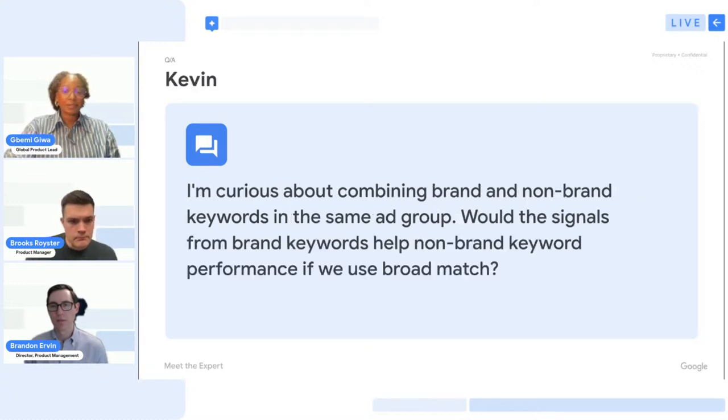Okay, cool. So over to the next question. This one is for Brandon as well. I'm curious about combining brand and non-brand keywords in the same ad group. Would the signals from brand keywords help non-brand keywords performance if we use broad match? I think we covered this a bit, but Brandon?